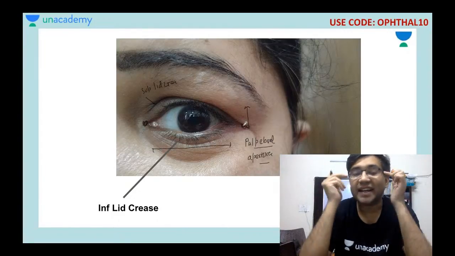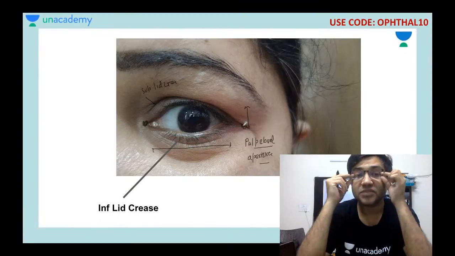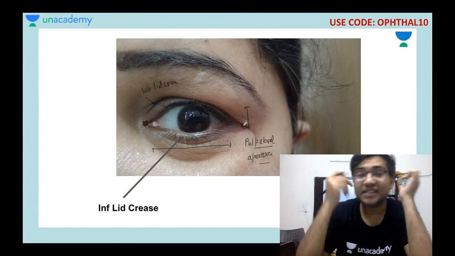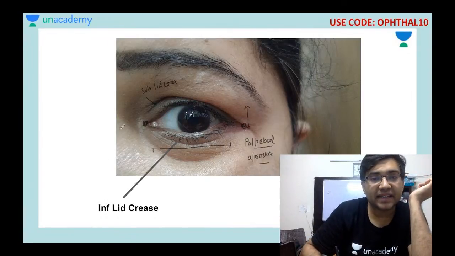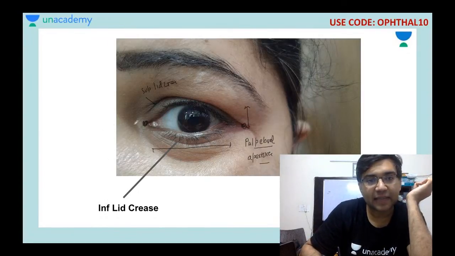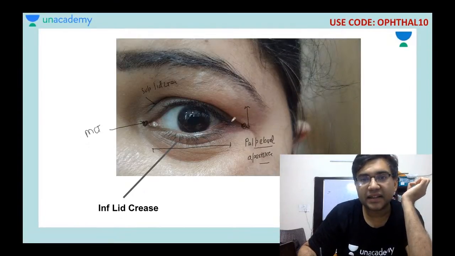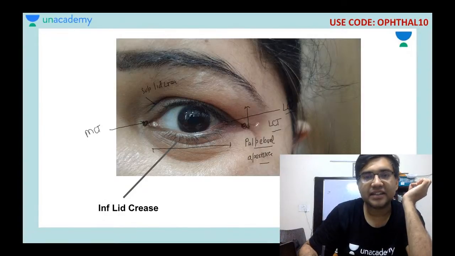Now, if you appreciate the sides, here we have the tendons which are attaching the eyelids to the bones. These are called the medial canthal tendon, I write it as MCT here. And here is our lateral canthal tendon. I write it here, lateral canthal tendon.